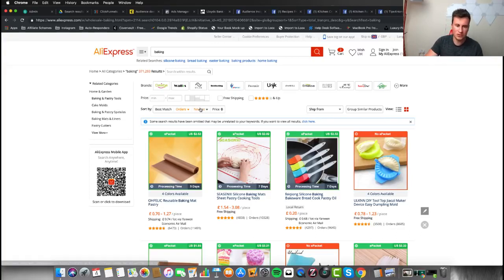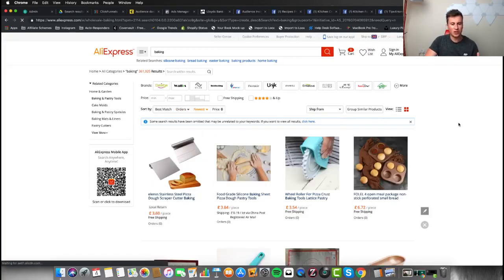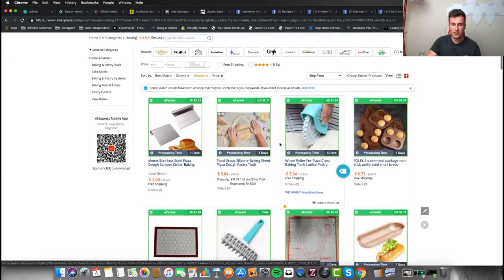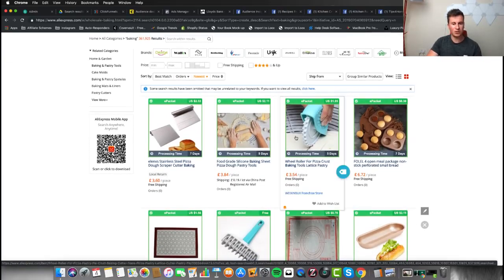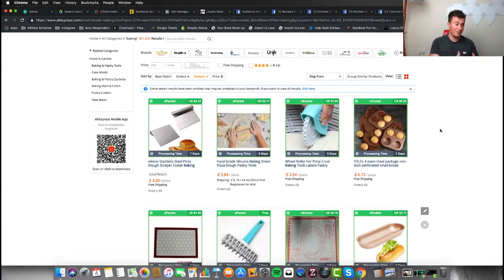So you can also use this newest tab and try to find products that are new to market. So I've never actually seen this before. Within the baking niche, this could be a potential product worth testing, because if you can be one of the first people on Facebook to bring certain products to the market, then it's just a recipe for making a lot of money.